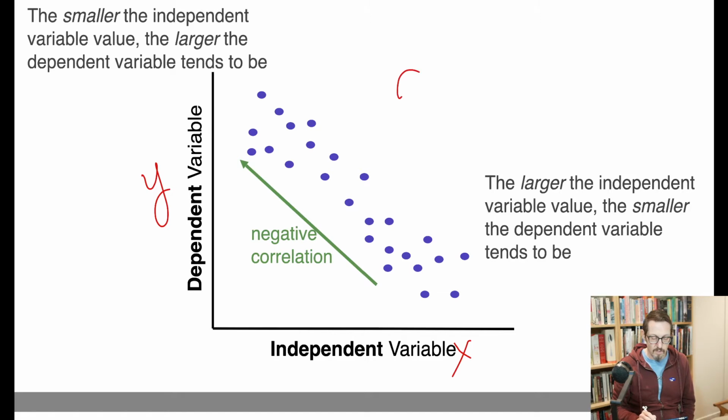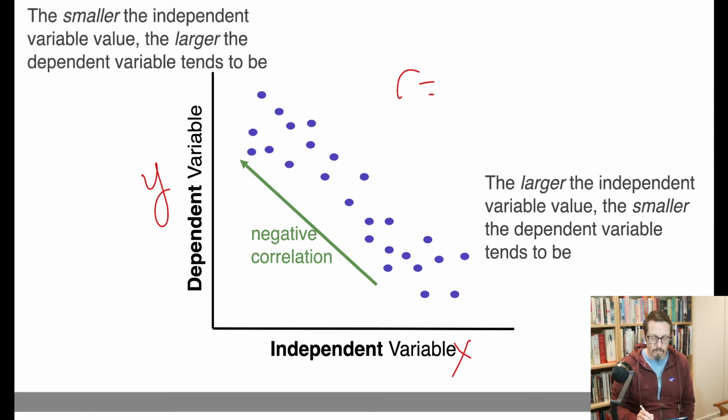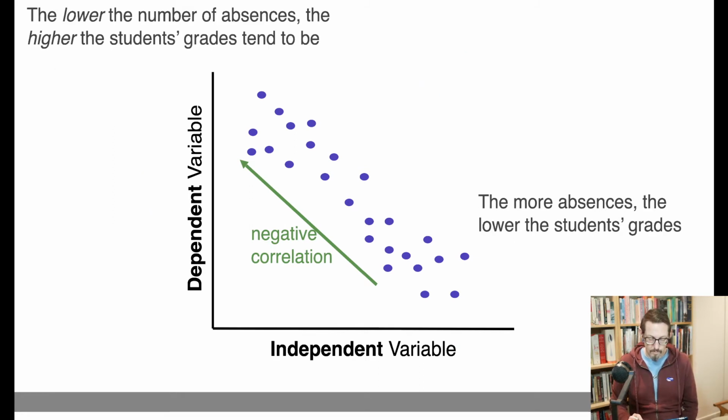Now this is maybe still, what did I say it was back there? I've forgotten already. Okay, so we say that's 0.8, so then this is going to be a negative 0.8. So increasing x means decreasing y. So the more absences a student has, the lower the student scores. The lower the number of a student's absences, the higher their grades tend to be. This is a negative correlation example.